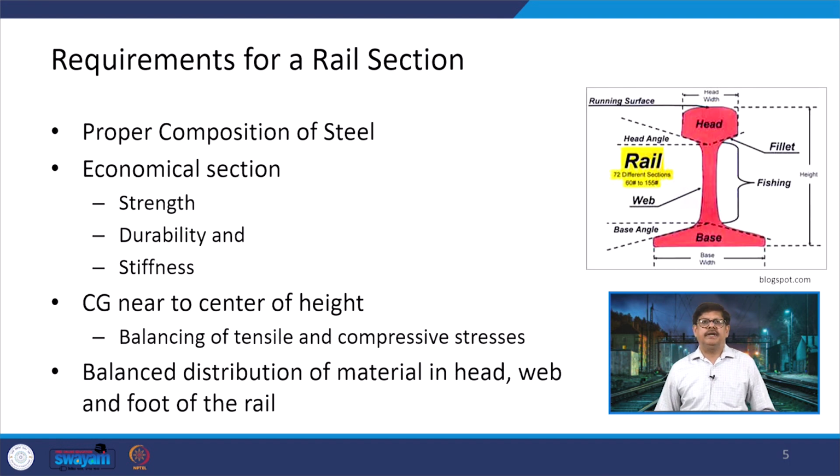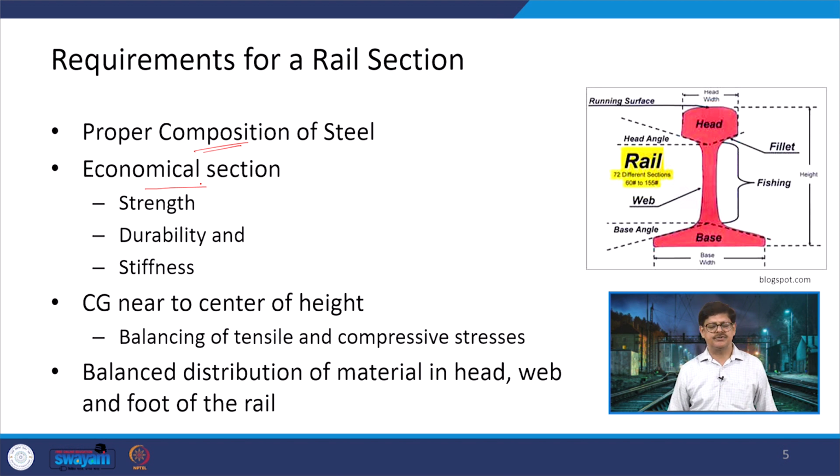Now, let us talk about the requirements of a rail section. The very first thing is that rail sections are manufactured using steel, therefore the composition of the steel has to be proper. I am not talking here about the various types of constituents in terms of minerals, but that is one thing which needs to be taken care of by the manufacturers and has to be ascertained by the engineers when they are going to use that rail as a part of a track. Another thing is the section has to be economical.